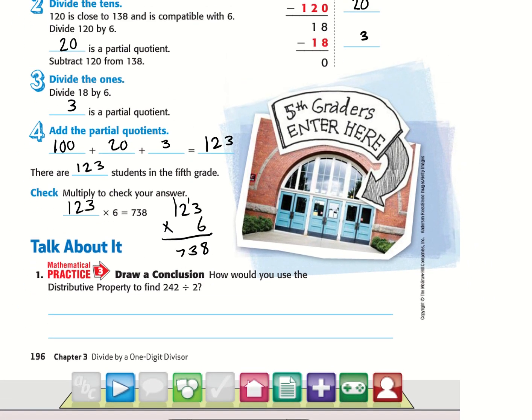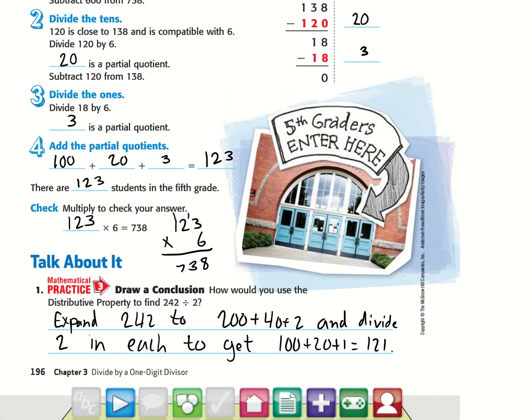So it says, draw a conclusion. How would you use the distributive property to find 242 divided by 2? So go ahead and try number 1. So my answer may be a little bit different than yours, and that's okay. I said we're going to expand 242 to 200 plus 40 plus 2. And divide 2 into each, so 200 divided by 2 is 100, 40 divided by 2 is 20, 2 divided by 2 is 1, so I get 100 plus 20 plus 1 equals 121.